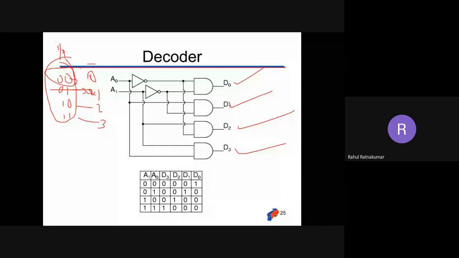So 0 0 stands for 0, 0 1 stands for 1, 1 0 stands for 2, and 1 1 stands for 3. So this is the decoded version. We have solved the coding, and this is a decoder. This is only a 2 to 4 decoder. You can have any size of decoder based on application.